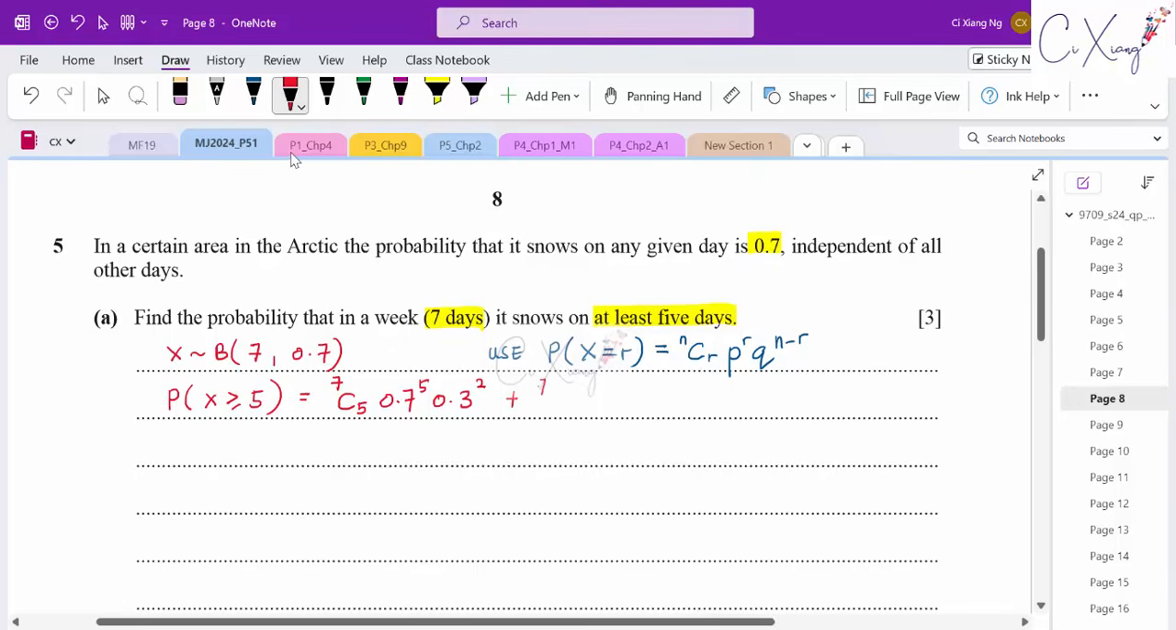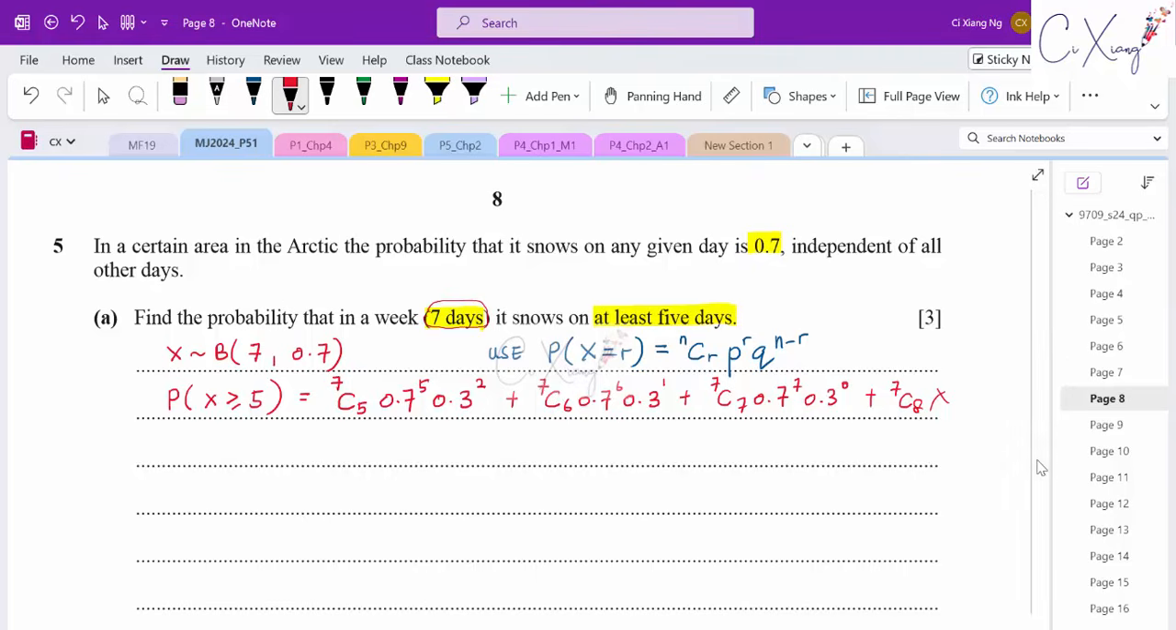The next one will be x equals 6, so 7C6 and so on. Then x equals 7, so it will be 7C7. Can I have x equals 8? Definitely cannot. If you try to press a calculator, it will be a math error. Or by common sense, you know that in total I had only 7 days. So how is it possible for me to have 8 days? Impossible.